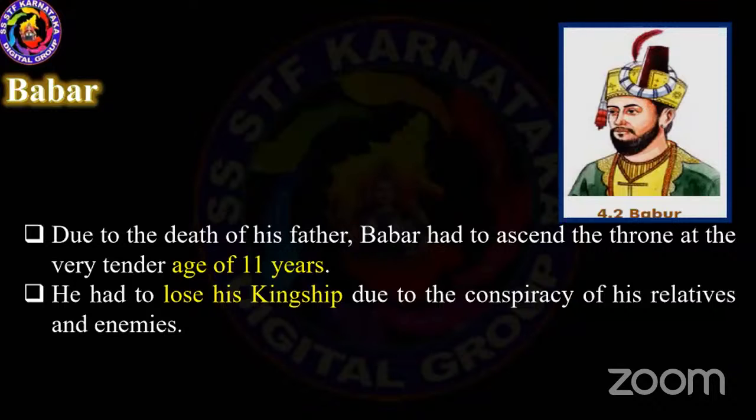After the death of his father, other royal family members were also interested in occupying the throne. They also had a wish to ascend the throne or to gain power. Because of that, there was a conspiracy against Babur to dethrone him.